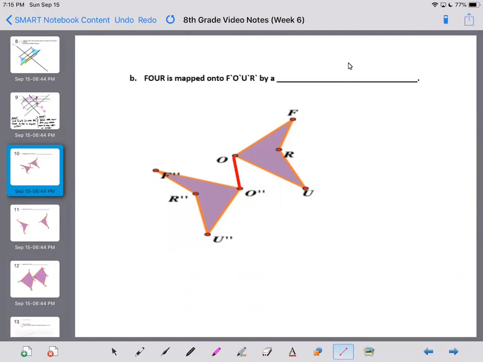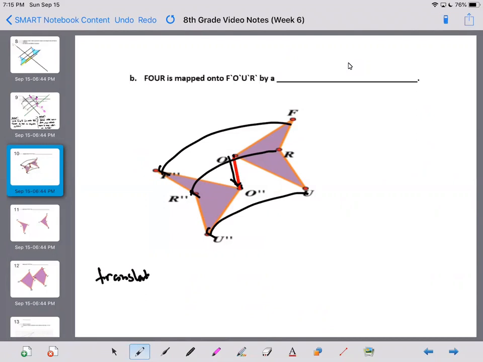And so once you do slide it down to this point, then we would have to reflect for F to fall on F prime and U to fall on U prime, R to fall on R prime, but then O would land right on top of O prime. So we really would have to do a translation and then reflect over the line that actually passes through O and O prime. So that's one way to look at that.